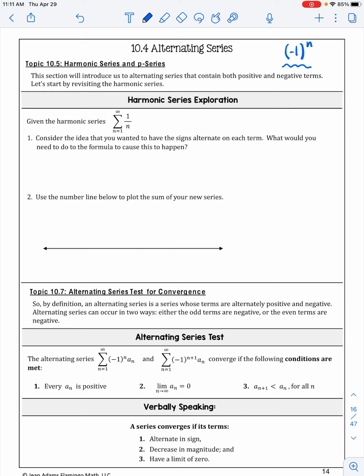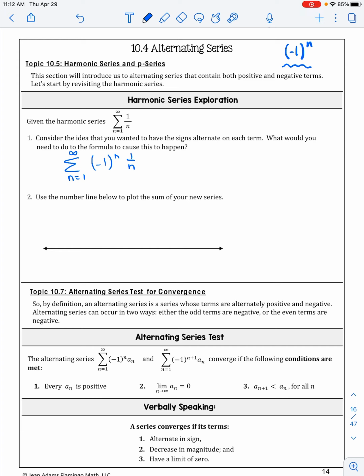So let's explore it with the harmonic series. Given the harmonic series, consider the idea that you wanted to have the signs alternate on each term. What would you need to do to the formula to cause this to happen? Just what I just said, we would put a -1 to the n on there.